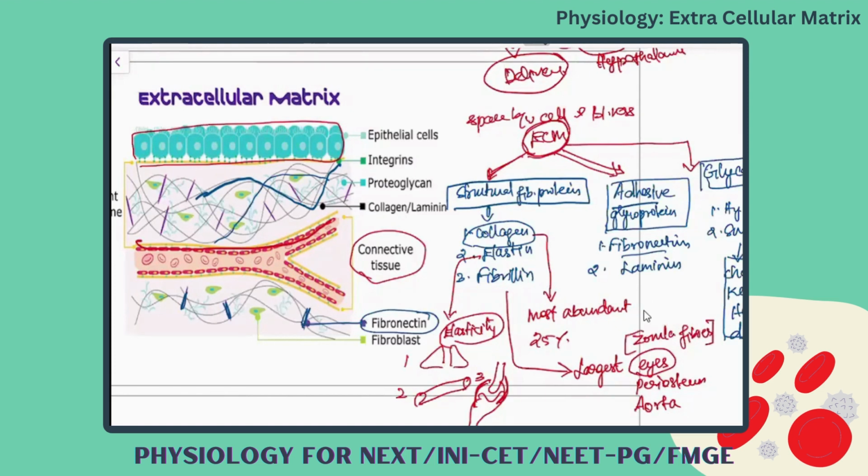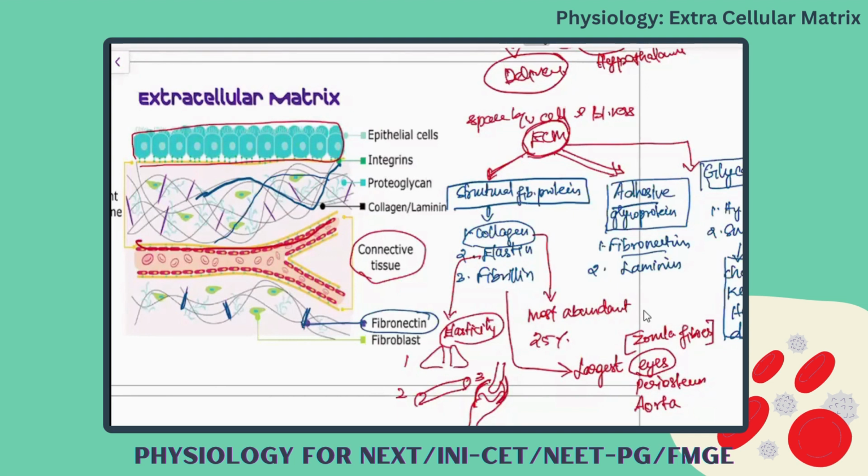What is the function of zonula fibers? They hold the iris, the lens, and the ciliary body in their location. They take part in the far and near accommodation, contraction and relaxation. So this is going to change the curvature of the lens. So there you are studying the zonula fibers.